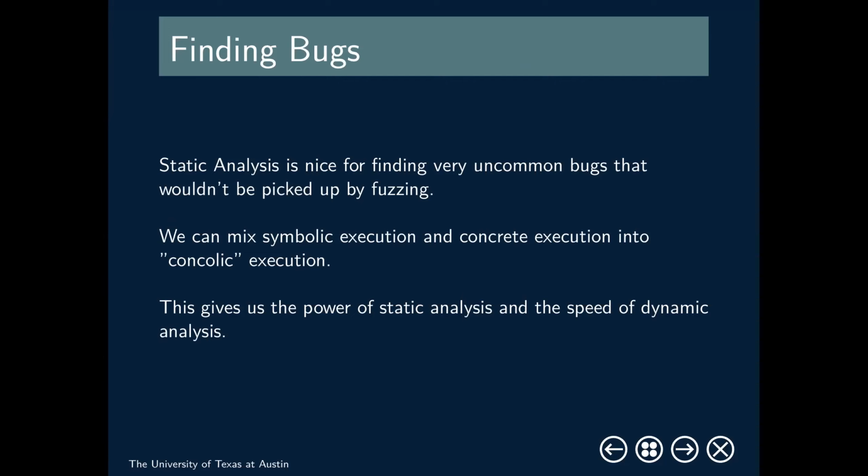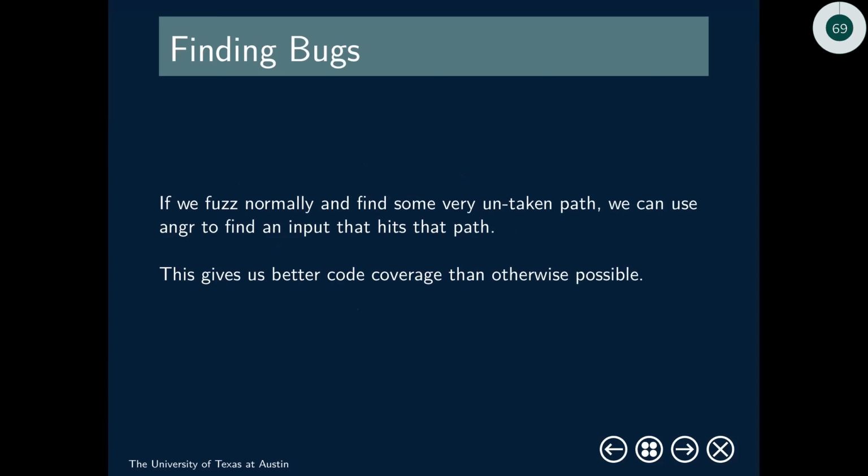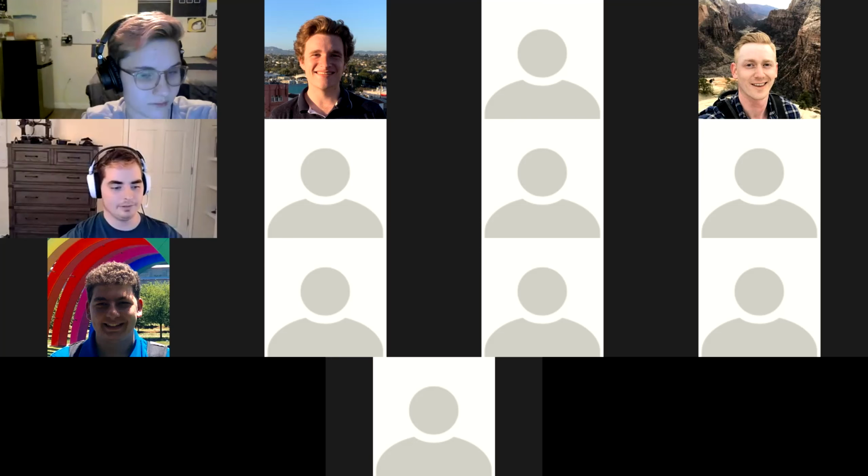This is actually called concolic execution, which is a mixture of symbolic and concrete. And this gives us the power of static analysis and the speed of dynamic analysis. So what we do is we just fuzz normally, and if we find some path that's never been taken, we can use Angr to find an input that hits that path. And this gives us better code coverage than is otherwise possible. Okay, that is the end of the slides. I'll do a quick demo.